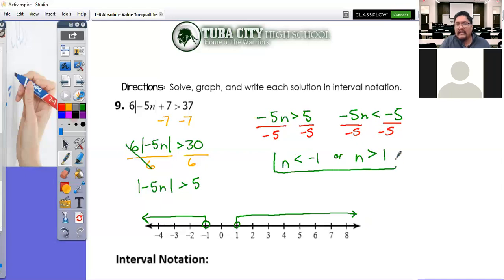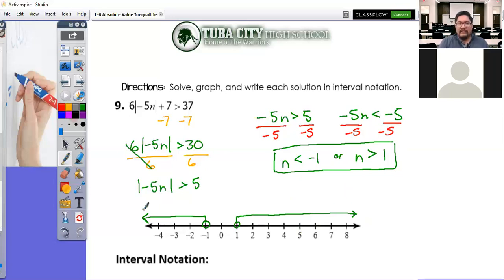So to write the answer, I have to say that n is either less than -1 or n can be greater than 1. So either of these, anything under here, is going to make us happy. It's going to make it true. So if I pick 5, it'll make this one true, not that one, but that's okay because we only need one of them to be true for an or statement.